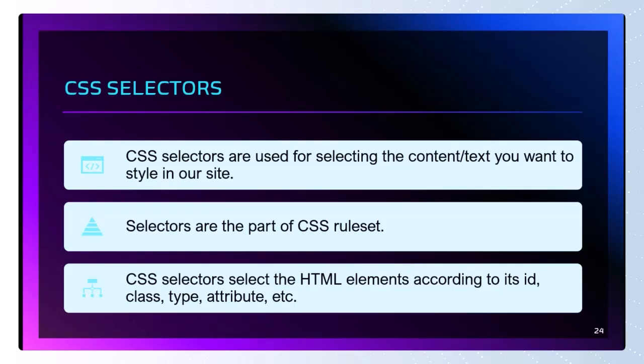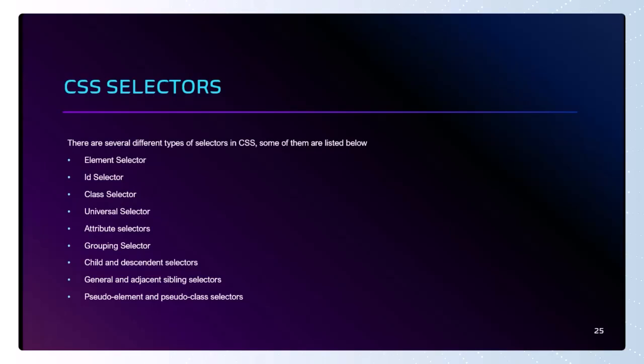The selectors are used for selecting the content and text that you want to style on your website. The selectors are part of the CSS rule set. CSS selectors select the HTML elements according to its ID, class, type, attribute, and more. There are several different types of selectors in CSS.